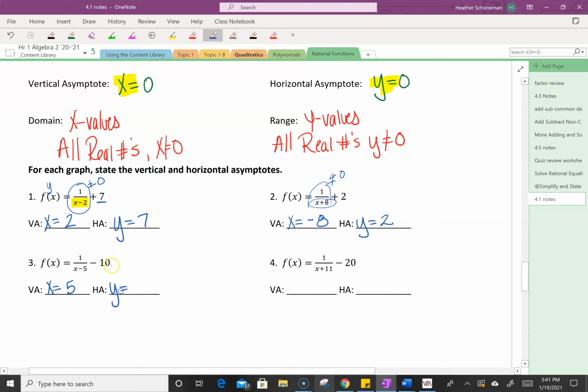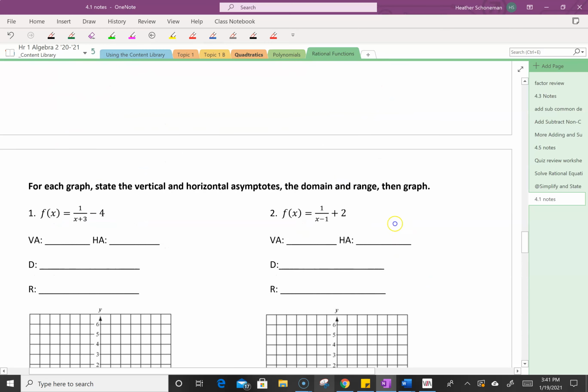The horizontal asymptote is the number at the end. So you're changing the sign for x, but keeping it on the y. So here x is -11, here y is -20. But notice that every time I wrote x equals and y equals. If you don't write that, you're going to miss points on your next quiz and test.